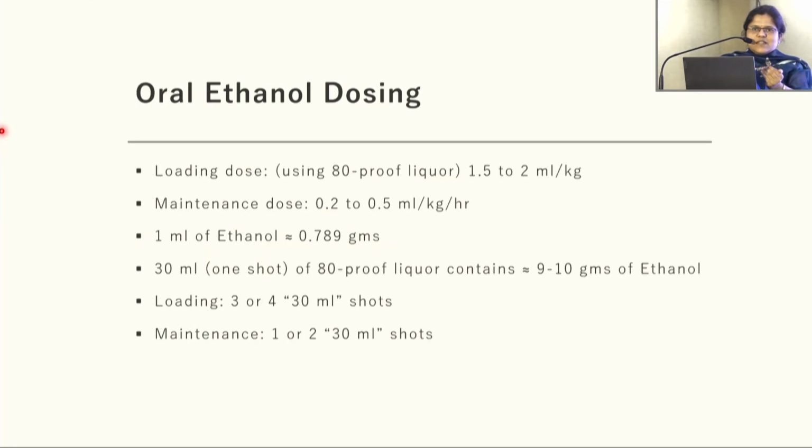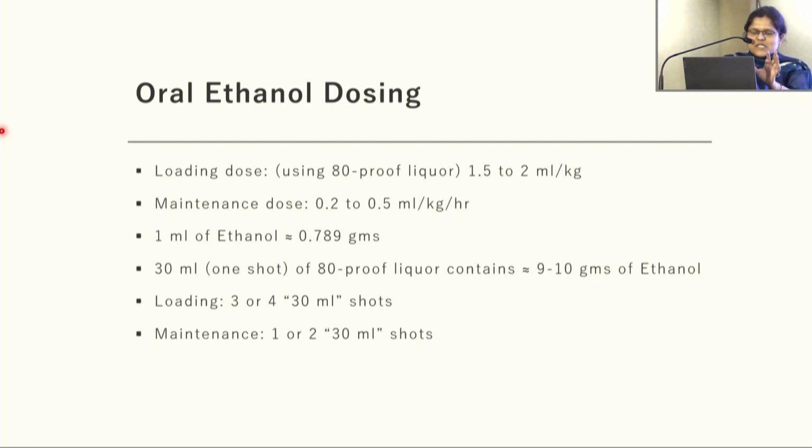But what is easily available is oral ethanol. So how can you give oral ethanol? It is with a loading dose, that is 80 proof liquor of 1.5 to 2 ml per kg, followed by a maintenance dose of 0.2 to 0.5 ml per kg per hour.